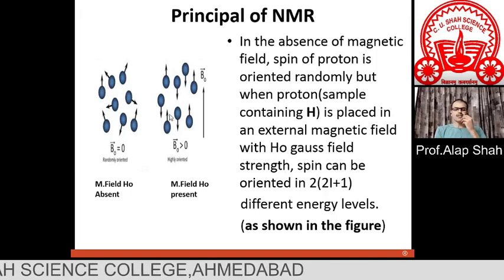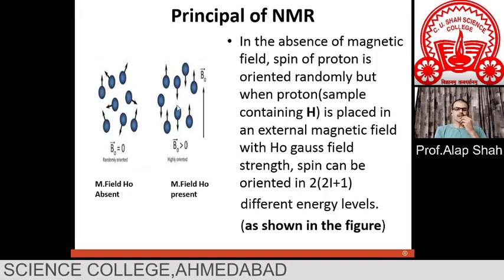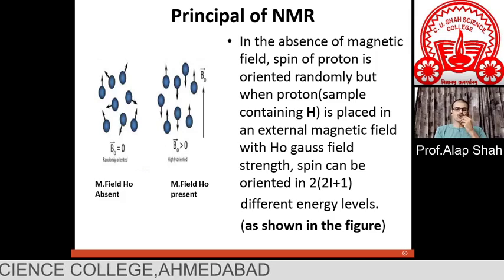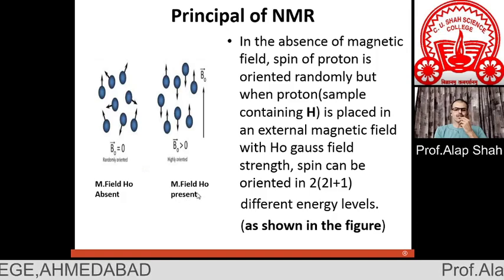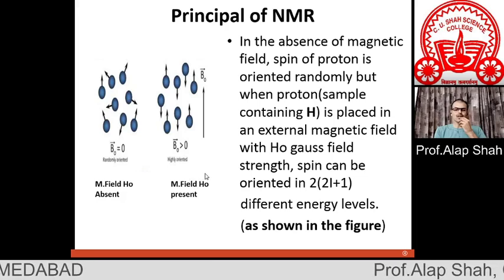Now students, whenever I say proton, you should understand I am talking about hydrogen. It is not the proton and the neutron, but hydrogen. Whenever any sample containing protons or hydrogen is placed into an external magnetic field with strength H0 Gauss. In the figure, the symbol used is B0, but we can also use the symbol H0. What is H0? Strength of the magnetic field.